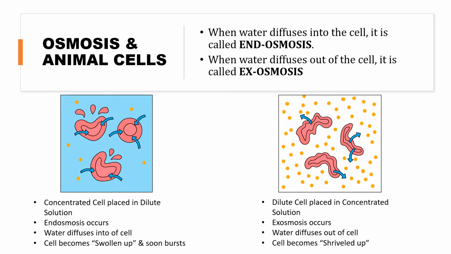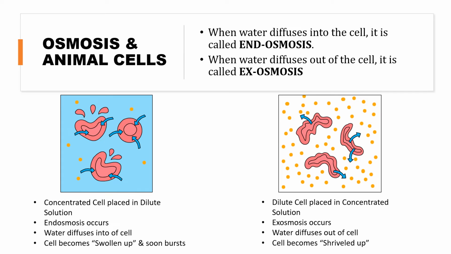The process of water diffusing into the cell is called endosmosis, and the process of water diffusing out of the cell is called exosmosis. When a concentrated cell is placed in a dilute solution, endosmosis occurs. The water molecules will diffuse from the dilute to the concentrated solution.